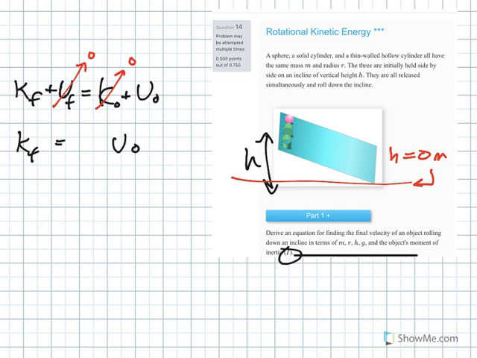And again, this final kinetic energy is a combination of translational kinetic energy, so that's 1/2 mv squared, plus rotational kinetic energy. And the sum of those two is equal to the initial gravitational potential energy.